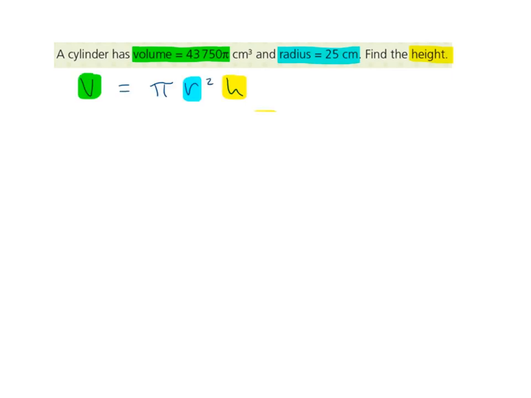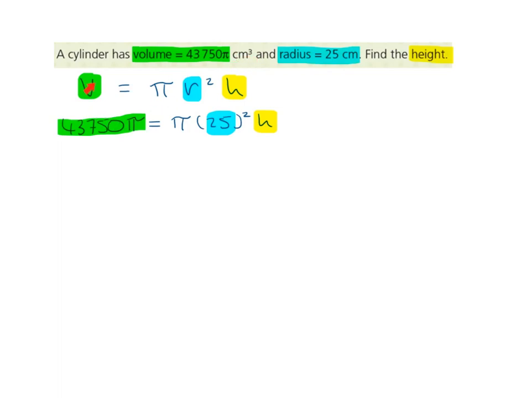V, volume, equals pi r squared h, where the r stands for the radius and the h stands for the height. So this is the formula for the volume of a cylinder. Next, we're going to substitute into our formula. So we were told that the volume is 43,750 pi centimeters cubed. We don't need to put in the centimeters cubed.